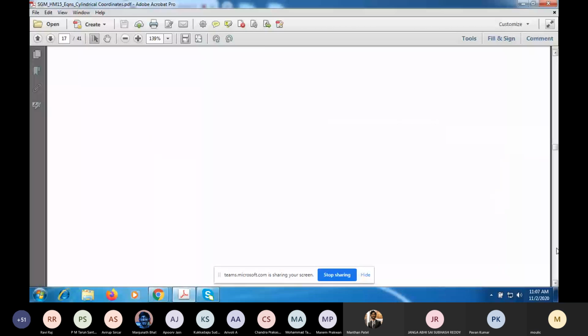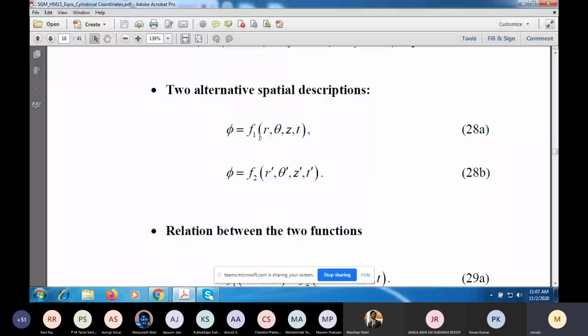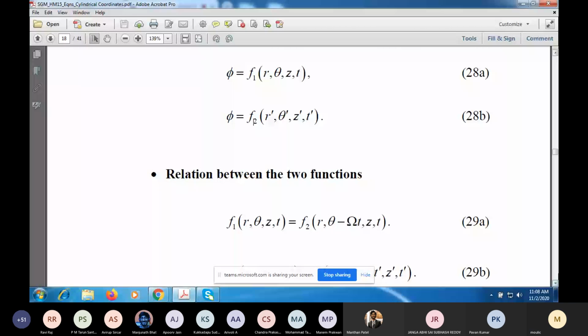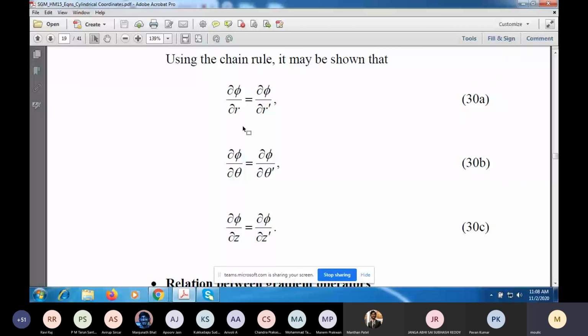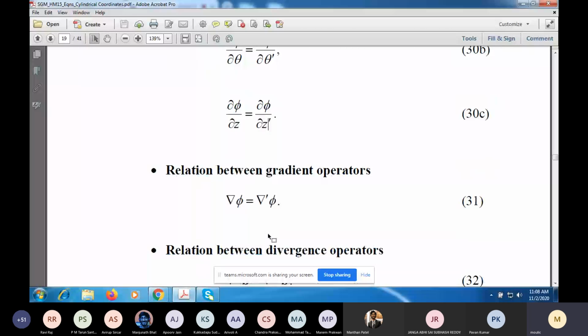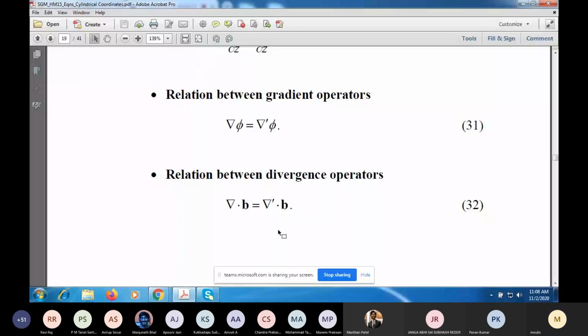Now, we can have two descriptions. Any variable can be expressed as a function of R, theta, Z, and t, or equivalently as R prime, theta prime, Z prime, t prime. The first function is f1, the second function is f2. Using the chain rule, you can show that del del R and del del R prime are the same. Del del theta and del del theta prime are the same, and del del Z and del del Z prime are the same. So the grad operators are identical. Divergence operators are also identical.